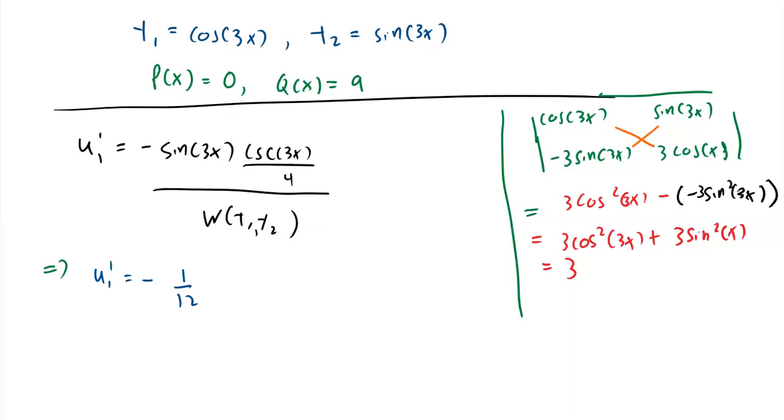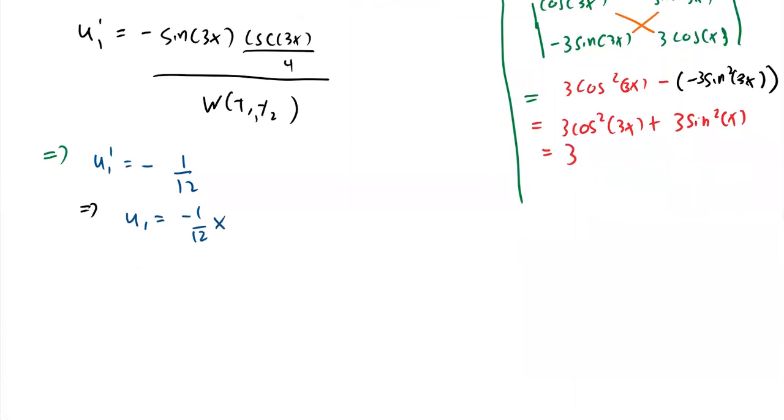Let me work downwards. Integrate, u1 equals, well, -1/12 x. And again, there's a constant of integration, but we only need one such function, right? So you can just forget about the constants or think that you're setting them equal to 0. Okay, so that's the work for u1.